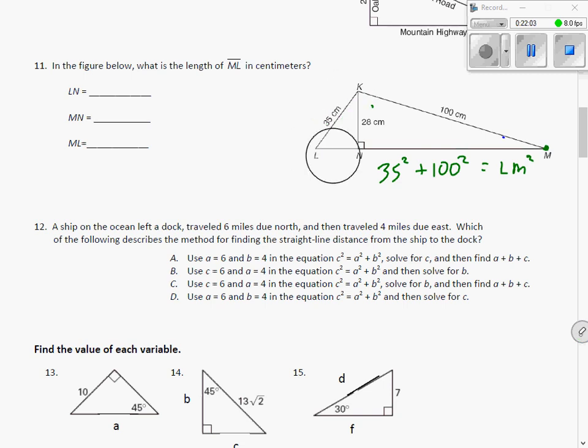So we have to do the long way. We have to find each piece. This is going to be a leg. That's the hypotenuse, when I focus in on just this little triangle there.